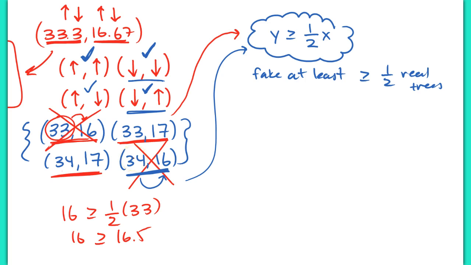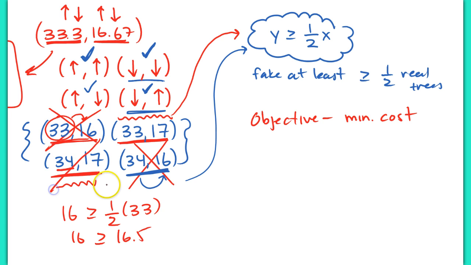When we look at (33, 17) and (34, 17), remember, going back to our objective quantity, it was to minimize the cost. Looking at these points, clearly this one is going to be more expensive than this one, and the reason is because you're buying an additional tree here. So because we're trying to minimize our cost, we're going to get rid of this point as well. We're going to go with this point here to try to see if it works in our objective quantity.